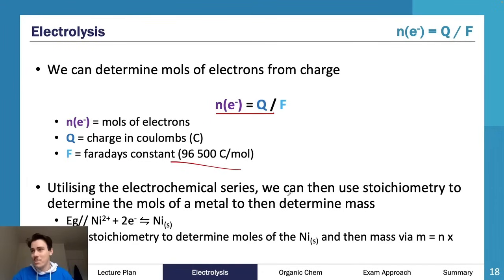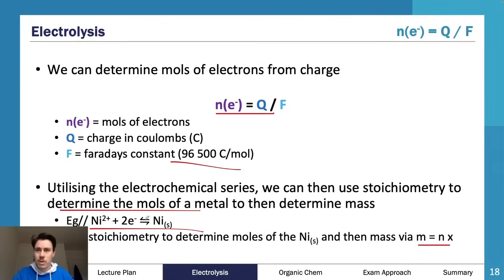So utilizing the electrochemical series, we can then use stoichiometry to determine the moles of the metal and then determine the mass. So if you had this here, use stoichiometry to determine the moles of Ni solid, and then mass via m equals n M, so moles times your molar mass.